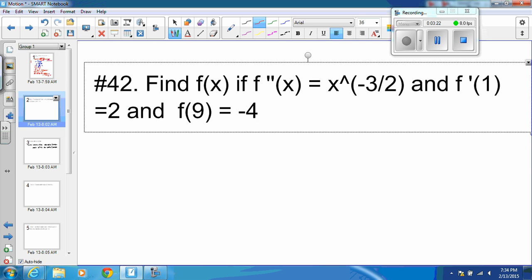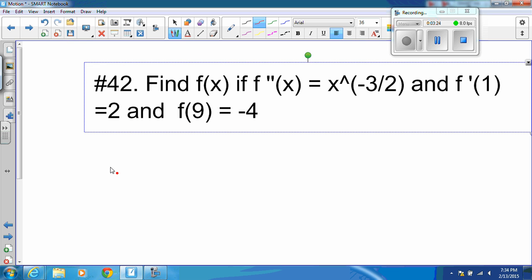Well, there's that. Sometimes these problems can be a little more sophisticated. Here's one where we're given the second derivative of a function. We're given that f double prime of x is equal to x to the negative 3 halves power. And we are given two pieces of information, two initial conditions. One of them is that f prime of 1 is equal to 2, and the other is that f of 9 is equal to negative 4. What does this do for us?